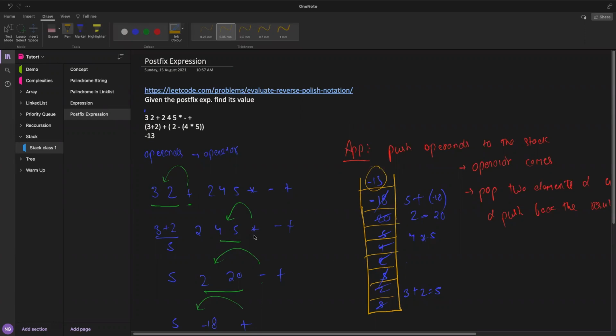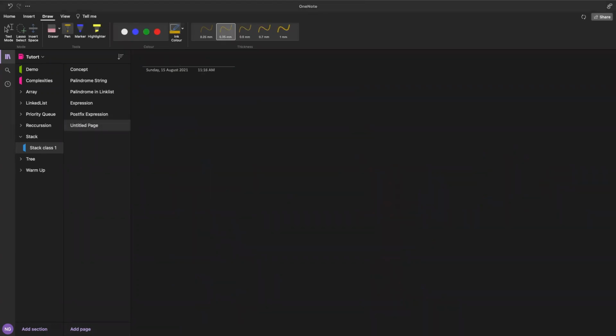Now let's move to the next problem. This is a bit complex as compared to this. There's one more problem that you can do later. Suppose you have to design a data structure which can support push, pop, and get min, or get minimum, in order of one complexity. Design a data structure which has push, pop, and get minimum in order of one complexity.